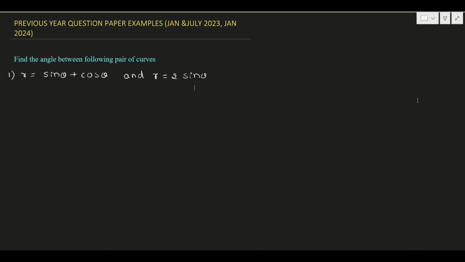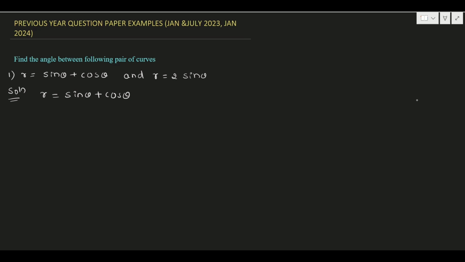Structure. I'm going to solve examples on finding the angle between the following pair of curves. First example: r = sin theta + cos theta and r = 2 sin theta. This example has been asked in the 2023 question paper. So consider the curve r = sin theta + cos theta.